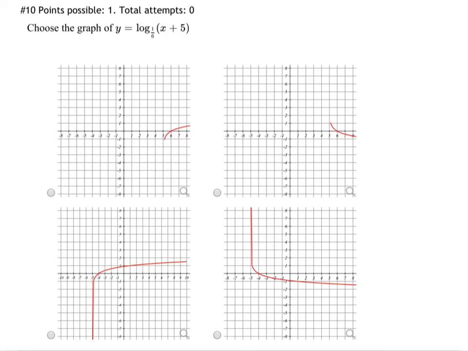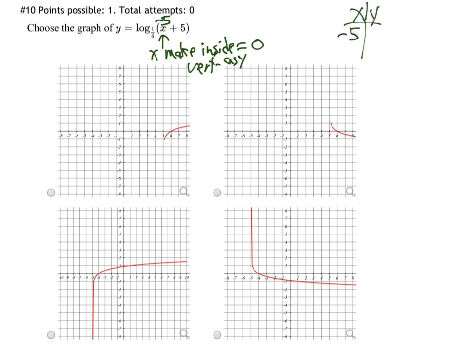Number 10. Choose the graph of y equals log base 1/6 of x plus 5. Okay. So again, remember, we want the x to make the inside equal 0 as our vertical asymptote. So what's that? -5, right? Whatever makes the inside 0. So that's how we start our xy table. -5, and that's going to be the vertical asymptote, because if you do it on your calculator, it won't work.